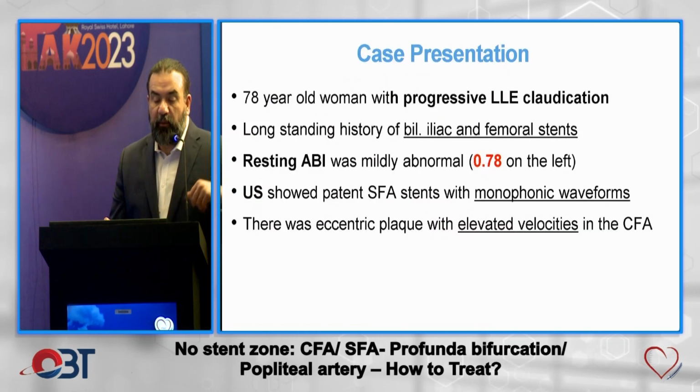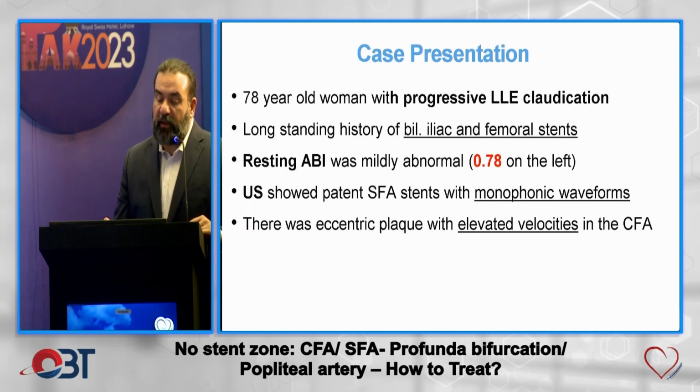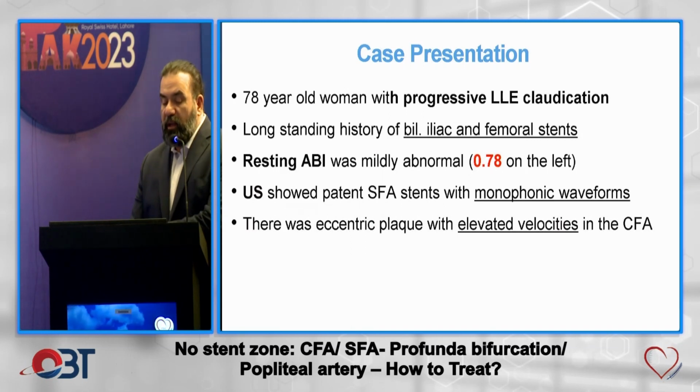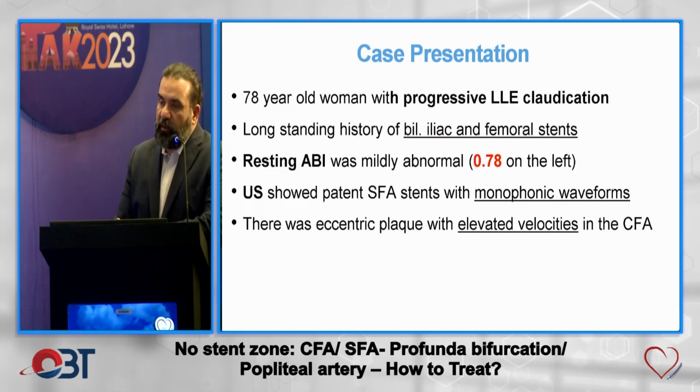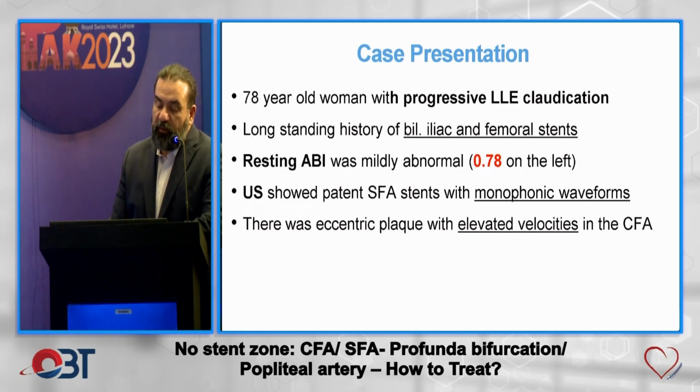All right, so I will end with a case presentation. This is a 78-year-old woman with progressive left lower extremity claudication, long-standing history of bilateral iliac and femoral disease, and this was actually done by one of the surgeons in town. This patient came to me for a second opinion at the recommendation of her cardiologist. Her resting ABI was a mildly abnormal 0.78 on the left, which is why she was told that she did not have critical disease.